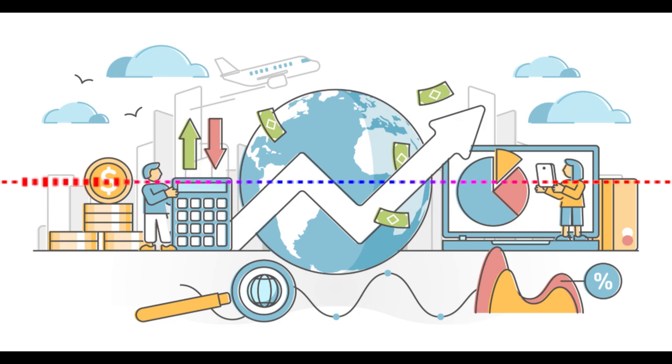Money is the lifeblood of any economy, facilitating transactions and serving as a medium of exchange. It allows us to buy and sell goods and services without resorting to barter. It also acts as a unit of account, providing a common measure of value for goods and services. Additionally, money serves as a store of value, enabling us to hold purchasing power over time.